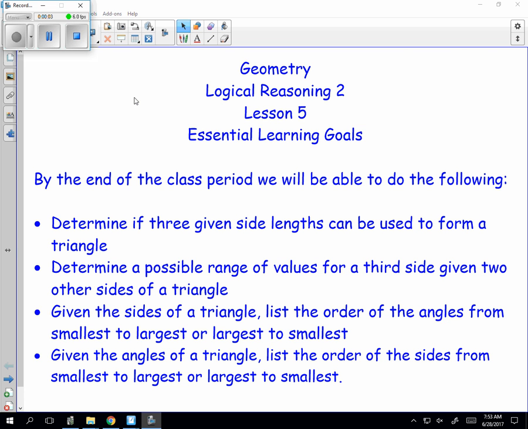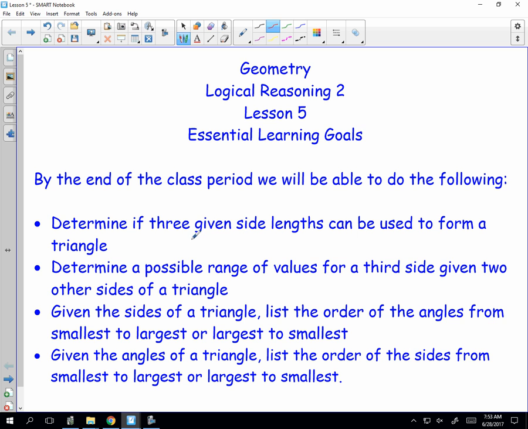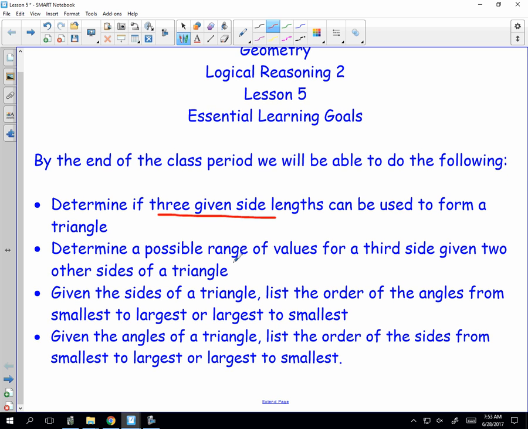Hello, and welcome to today's lesson, Lesson 5, our last lesson in Logical Reasoning 2. Today we're going to be looking at the side lengths of a triangle. We're going to be able to determine whether three given side lengths can make a triangle. We're going to determine the possible range of values for the third side given two other sides of the triangle, and then also, given the sides of the triangle, list the order of the angles, and given the angles of the triangle, list the order of sides from smallest to largest, largest to smallest.